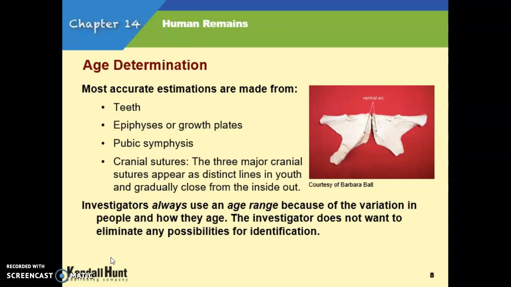So age determination, the most accurate estimations are made from the teeth, and then also looking at the growth plates. So your growth plates are where your bones literally grow. And as you're growing, you're going to have growth plates, and as you reach maturity, those growth plates kind of disappear. There's also the pubic symphysis, which is the little gap in the pelvis, and then cranial sutures. So when you're young, you have actual holes, essentially, and gaps in your skull. And as your skull grows, they fuse together, and eventually you have one full, complete skull.